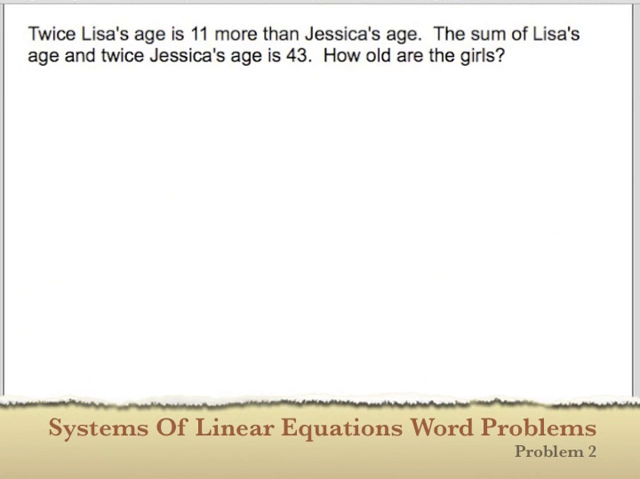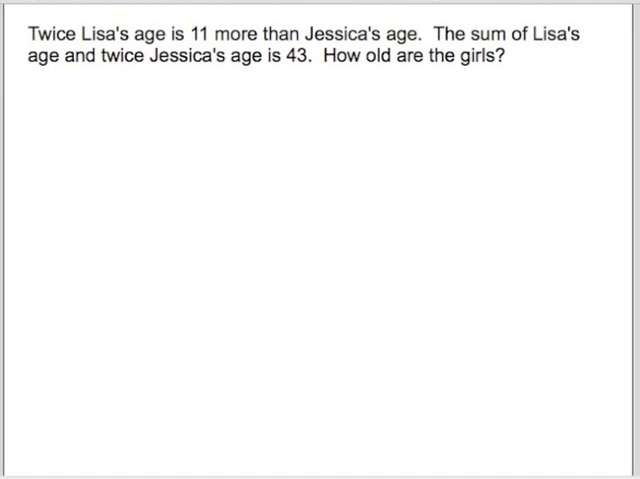The second word problem is twice Lisa's age is 11 more than Jessica's age. The sum of Lisa's age and twice Jessica's age is 43. How old are the girls? So again, highlight the important information. Twice Lisa's age, 11 more than Jessica's age. Sum of Lisa's age and twice Jessica's age is 43.